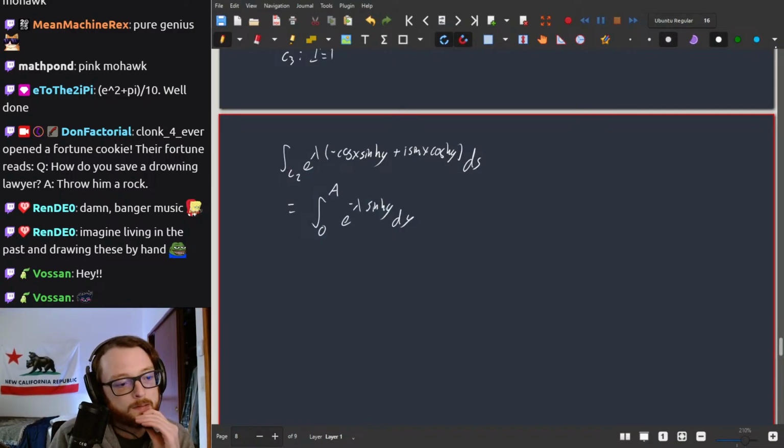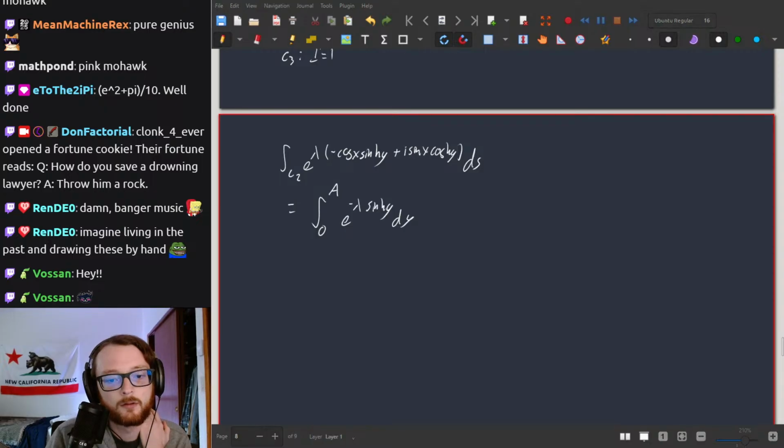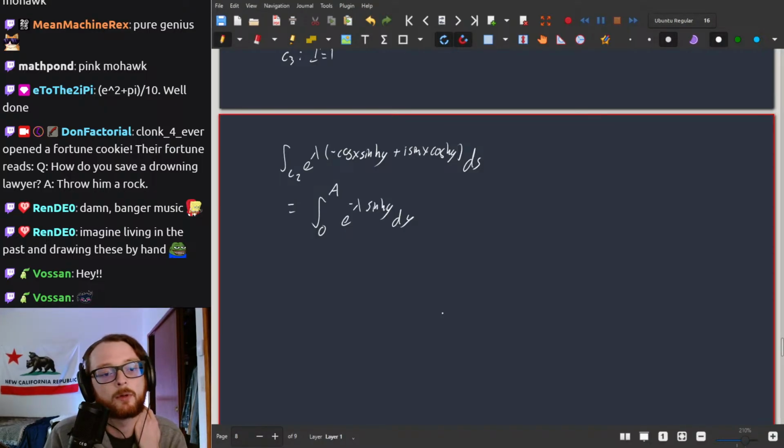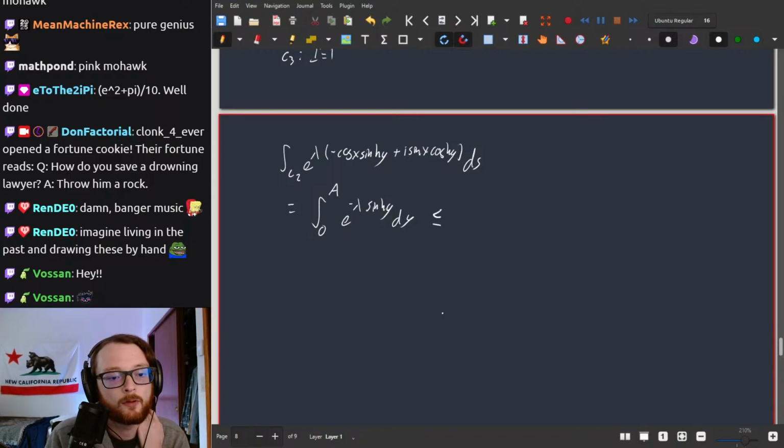So this doesn't necessarily... Okay, yeah, we can bound it. We can bound it. So lambda is going to infinity. On this interval, sinh is either positive or 0. So this is exponential decay.